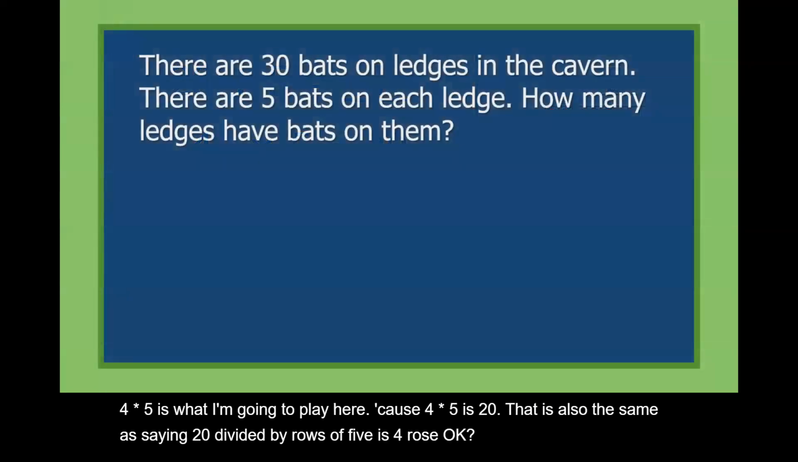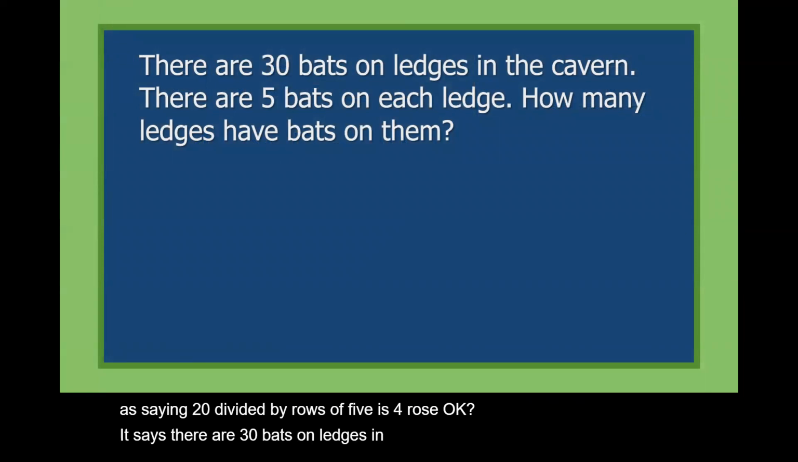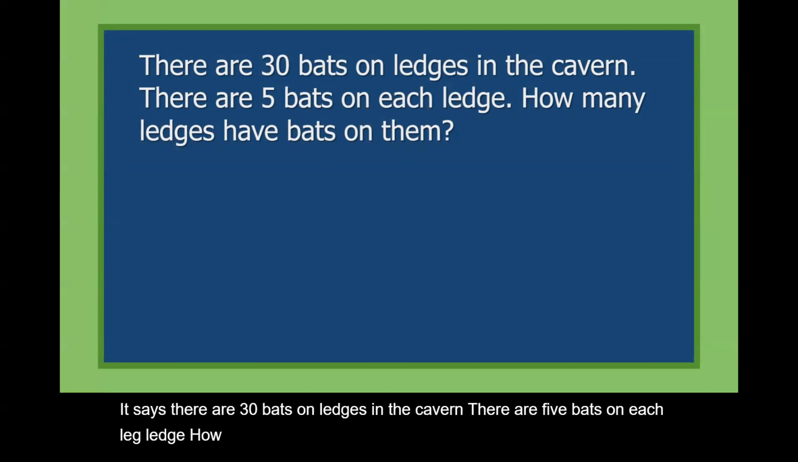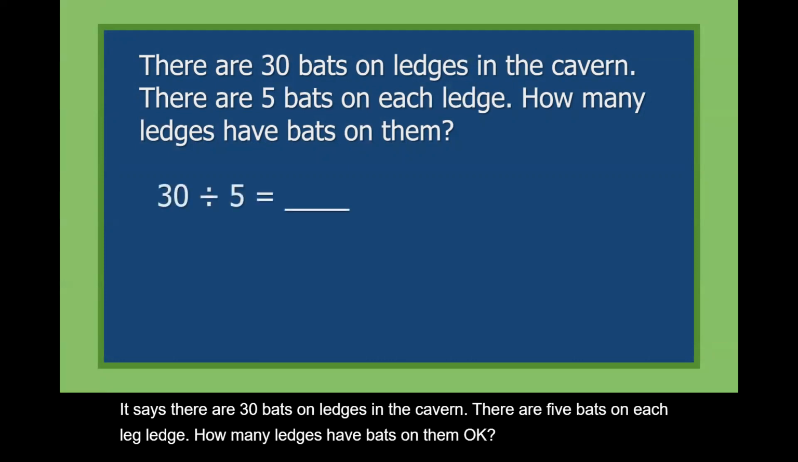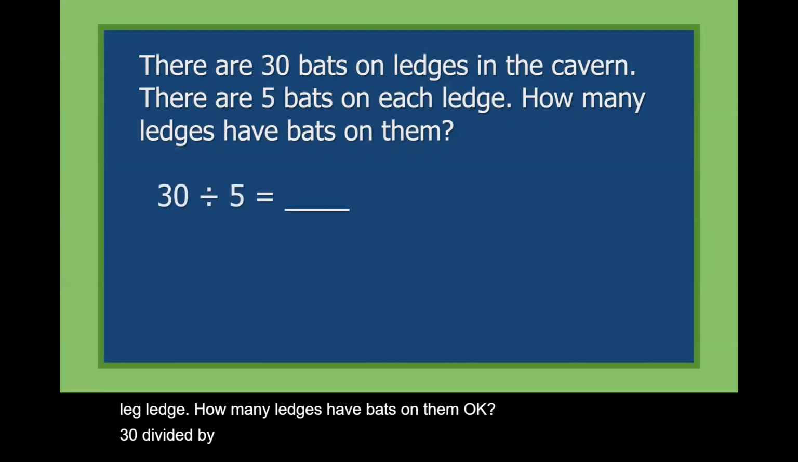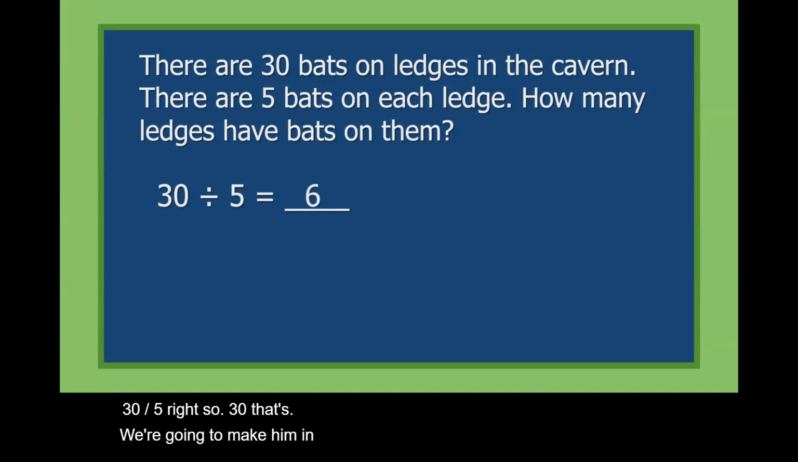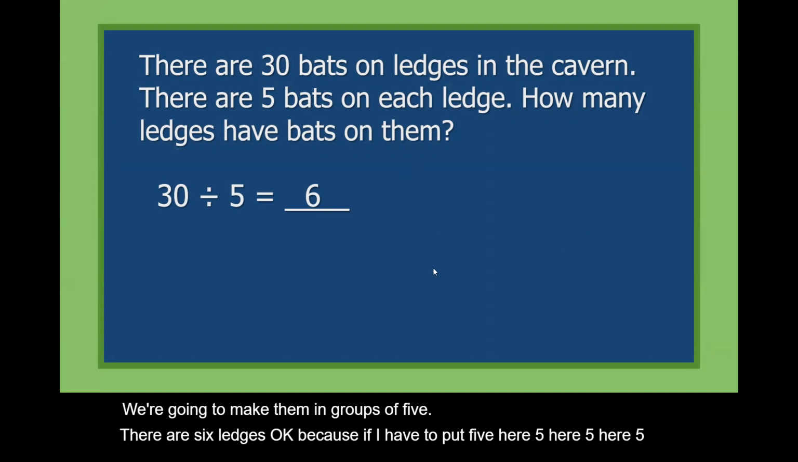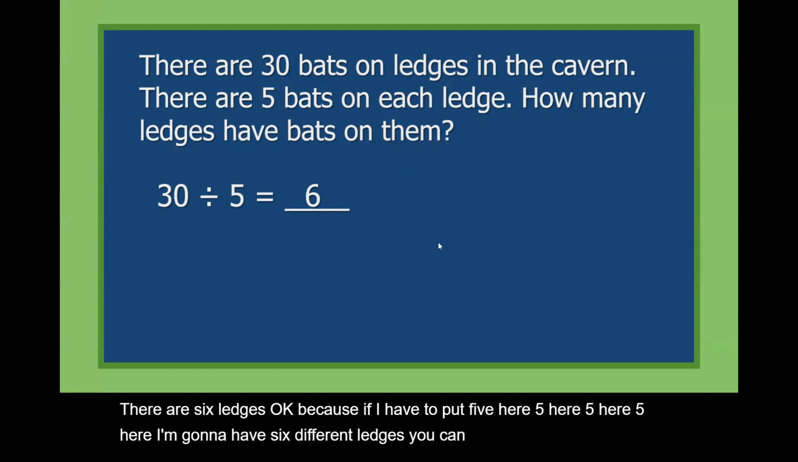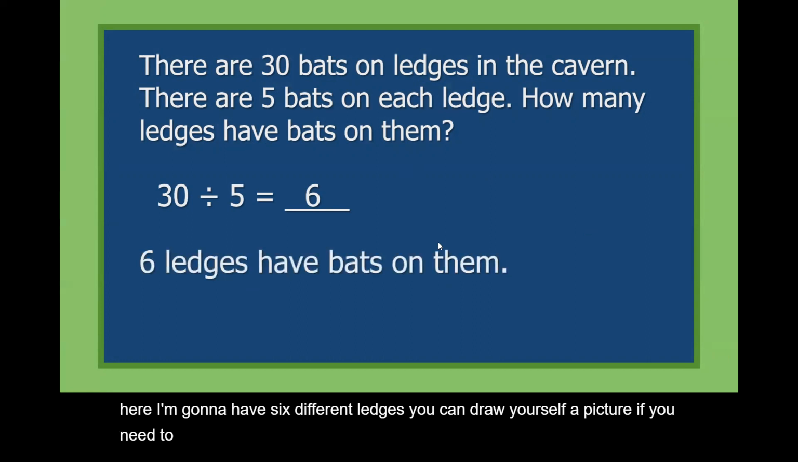Next, it says there are 30 bats on ledges in the cavern. There are 5 bats on each ledge. How many ledges have bats on them? Okay, 30 divided by 5. All right, so 30 bats. We're going to make them in groups of 5. There are 6 ledges, okay? Because if I have to put 5 here, 5 here, 5 here, 5 here, I'm going to have 6 different ledges. You can draw yourself a picture if you need to. All right. Next, it says 6 ledges have bats on them.